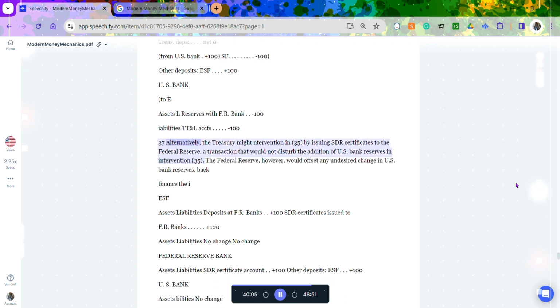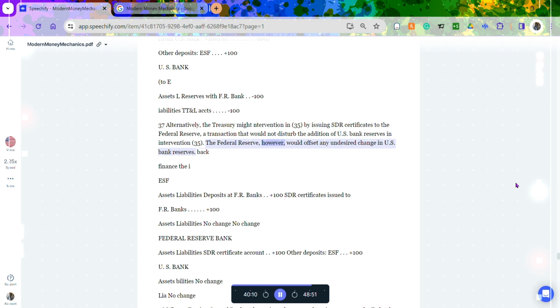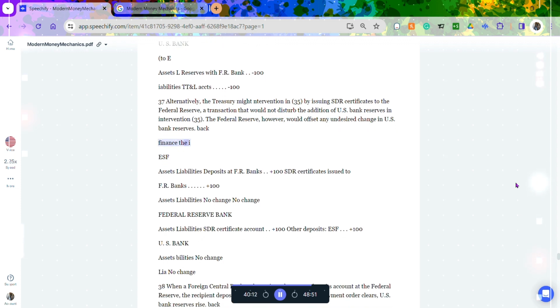37. Alternatively, the Treasury might finance the intervention in 35 by issuing SDR certificates to the Federal Reserve, a transaction that would not disturb the addition of U.S. bank reserves in intervention 35. The Federal Reserve, however, would offset any undesired change in U.S. bank reserves.